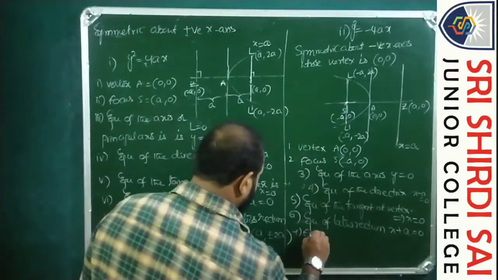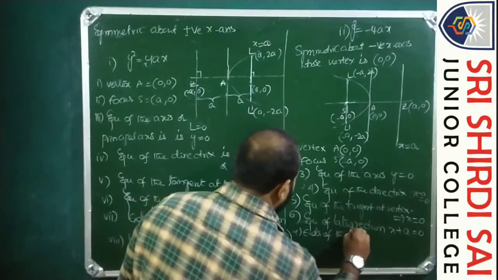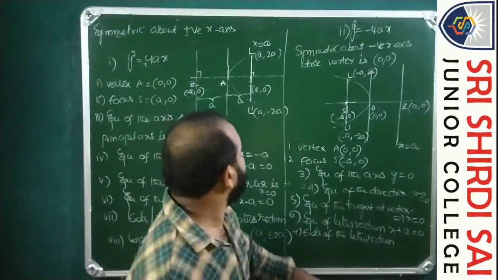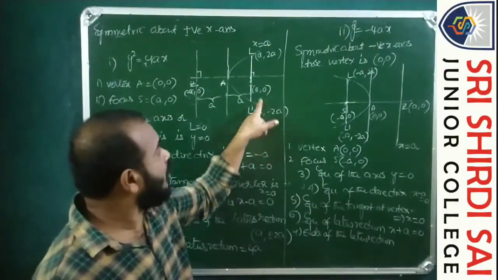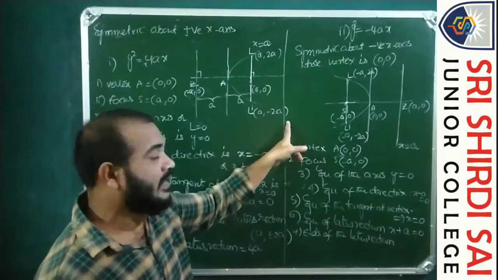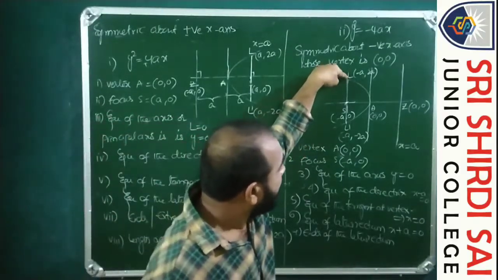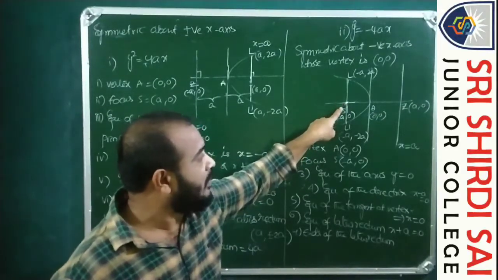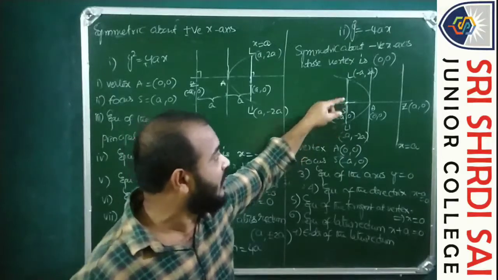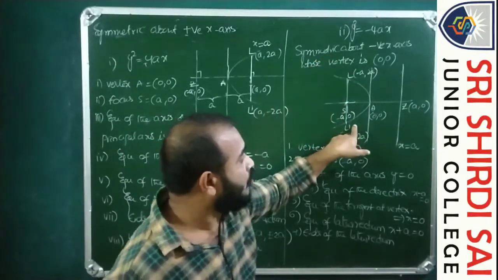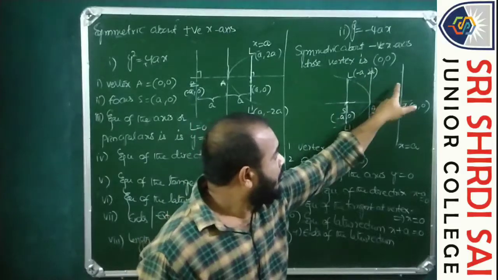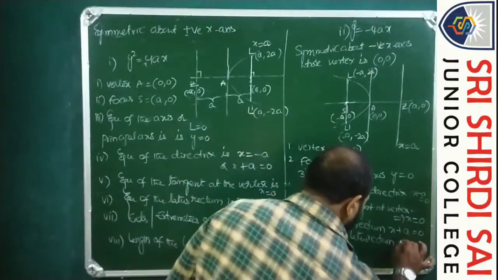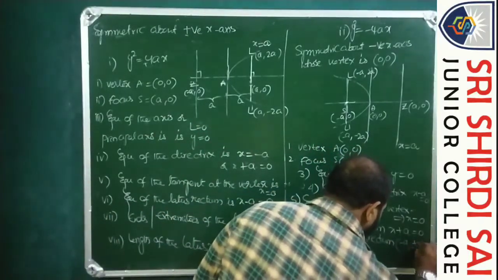So, ends of the latus rectum. Here it is first and fourth quadrants. First quadrant is plus plus, fourth quadrant is plus minus. Here it is second and third quadrants, because the parabola is symmetric about the x-axis. Minus plus, minus minus. That is minus a comma plus or minus 2a.